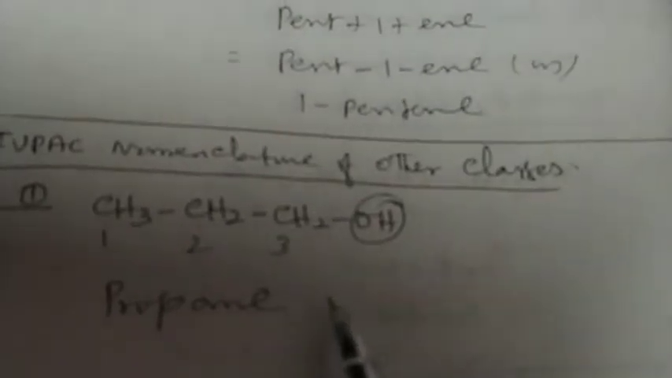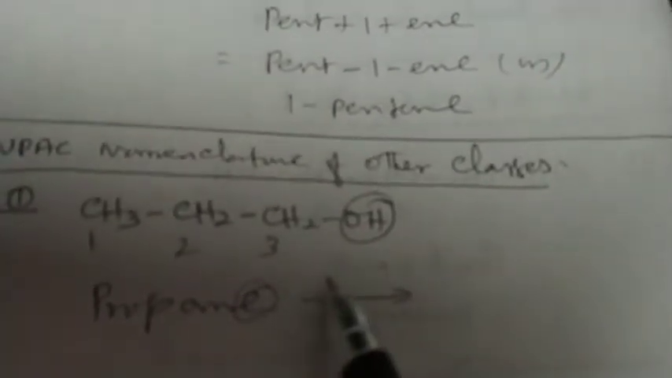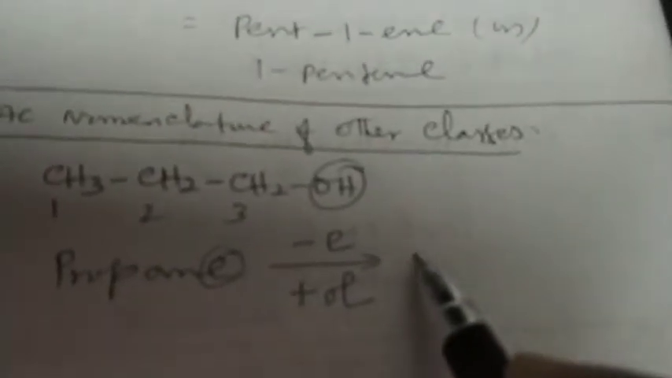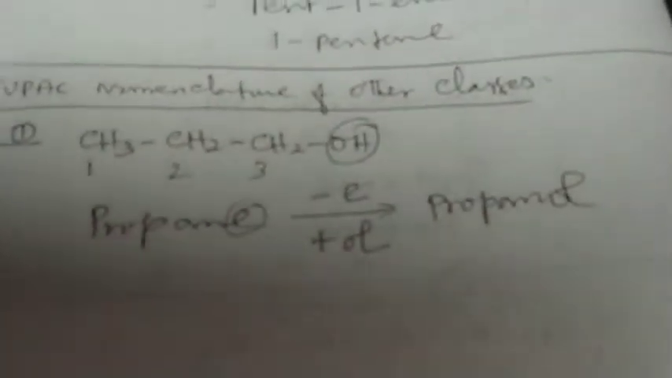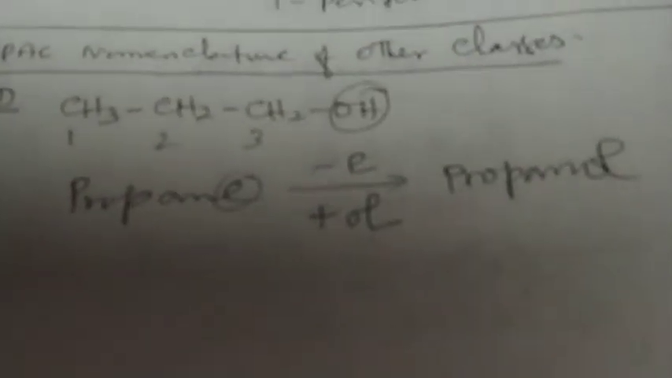In the propane, what is given here? The functional group OH is given. So we have to replace E and add OL. So what will we get? Propanol. So replace E and add OL, propanol.